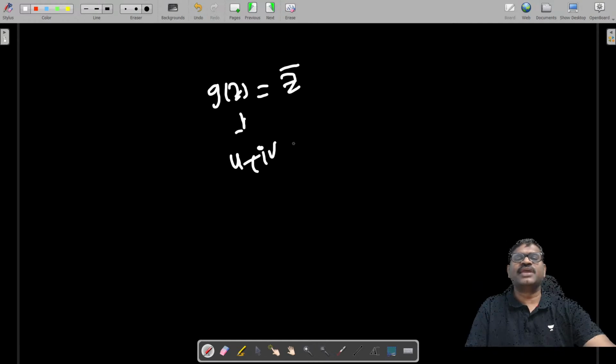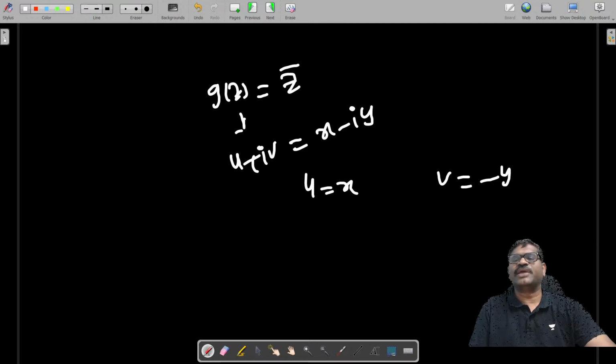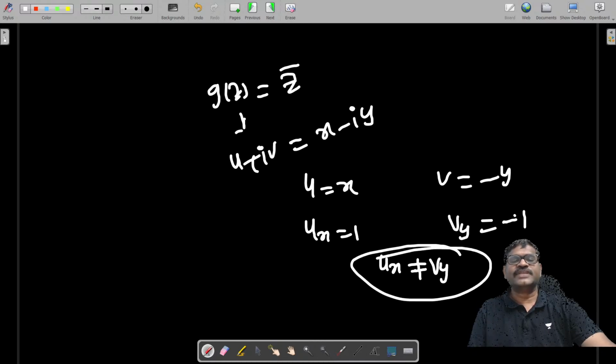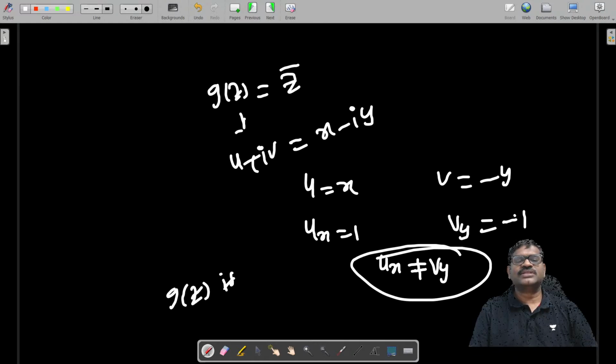U plus iV equals X minus iY. U is X, V is minus Y. Ux is 1, Vy is minus 1. Ux is not equal to Vy. CR equation is not satisfied. Therefore, G of Z is not analytic, because 1 and minus 1 are not equal at any point.